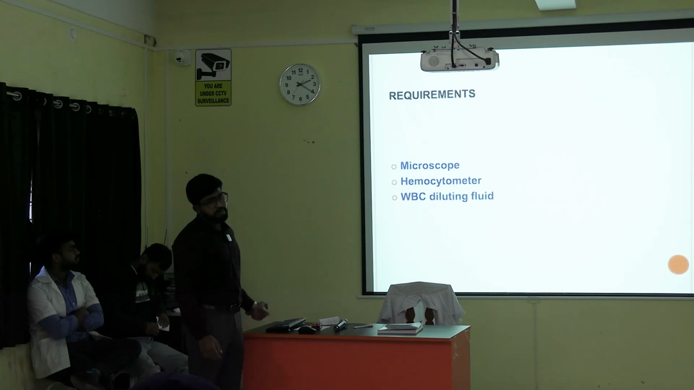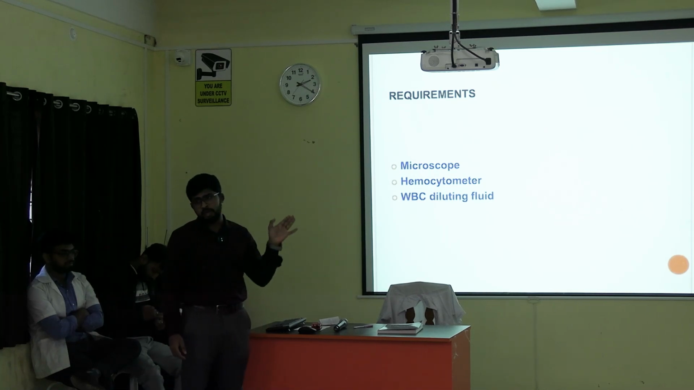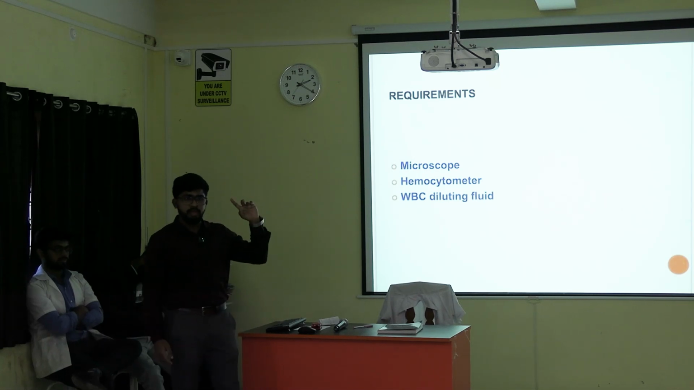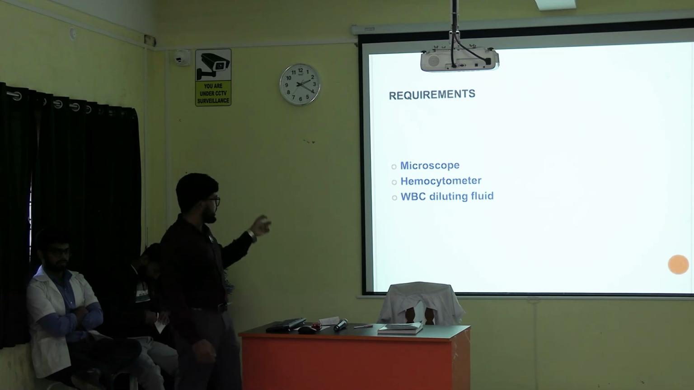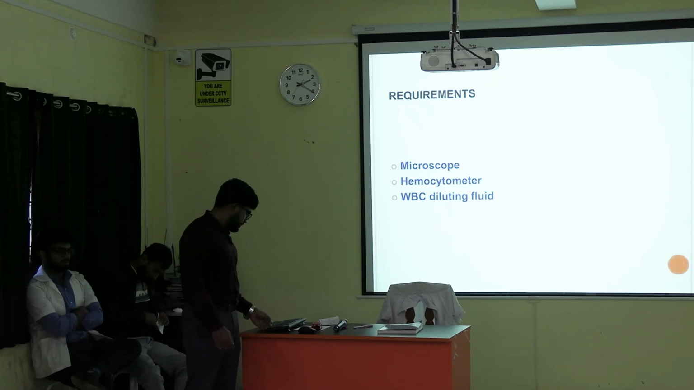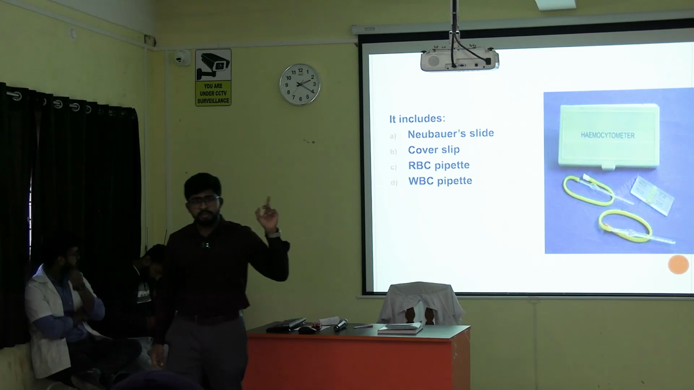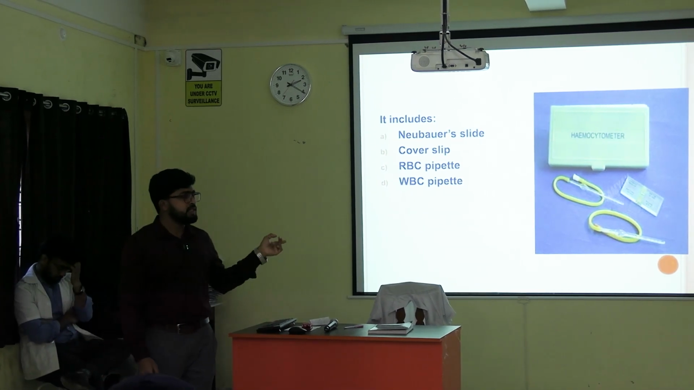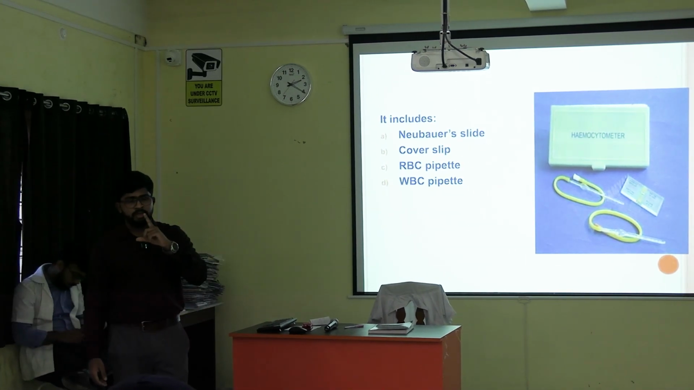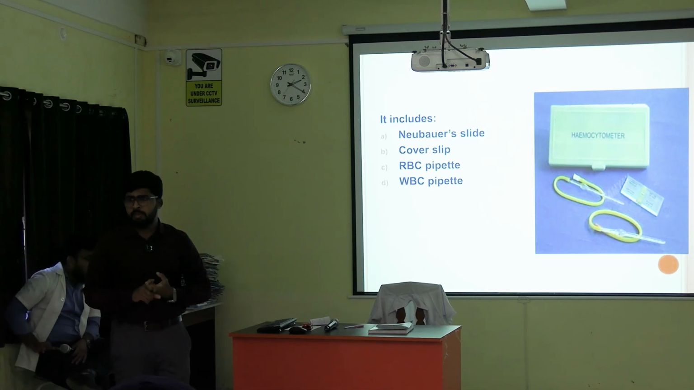So the requirements are a microscope, a hemocytometer, and WBC diluting fluid. In the RBC count, we learnt about RBC diluting fluid. There are two types of fluid. Now this is the WBC diluting fluid. And in the total leukocyte count, you use a different type of pipette. This is known as the WBC pipette.